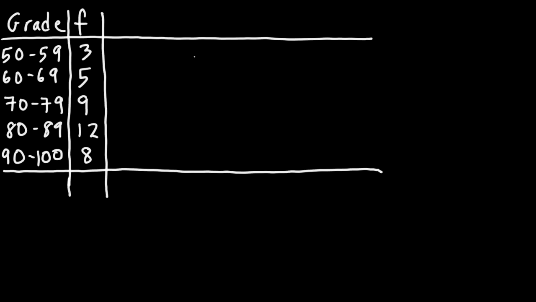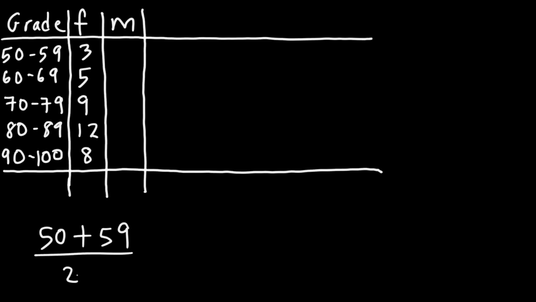The first thing we need to do is determine the midpoint of the class ranges. So what is the midpoint between 50 and 59? The lower boundary and the upper boundary of that first range. To find the midpoint, we basically need to average the two numbers. So we need to add them up and divide by 2. 109 divided by 2 is going to be 54.5.